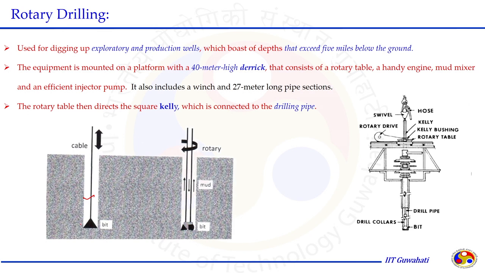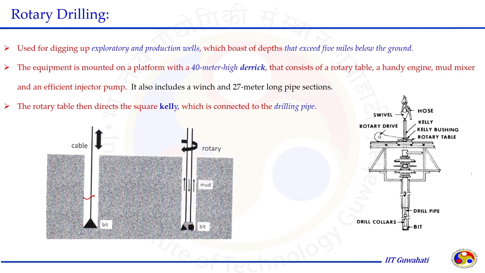In this method, exploratory and production wells can exceed up to 5 miles below the ground. This equipment has the derrick. Derrick is actually the assembly. It's like a crane that we see in building construction sites, where the crane is used to lift heavy loads horizontally and vertically.